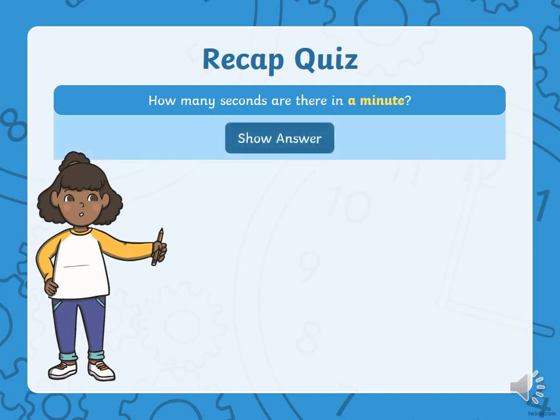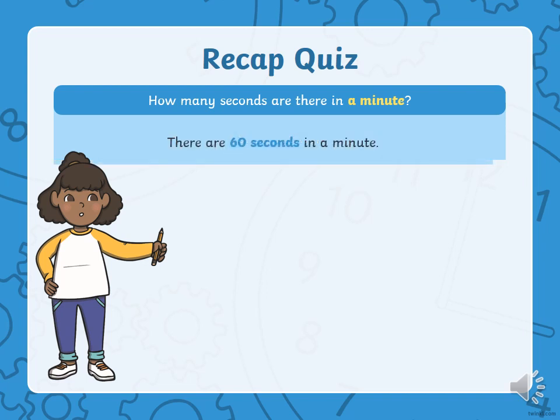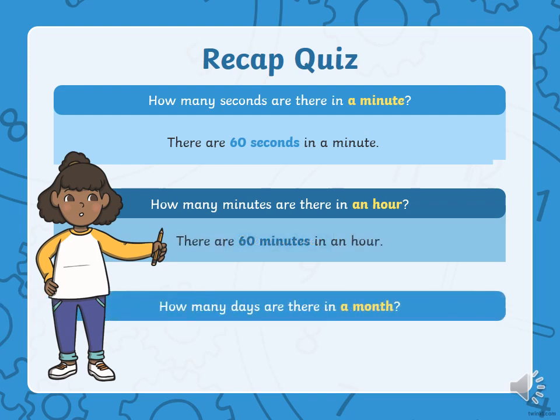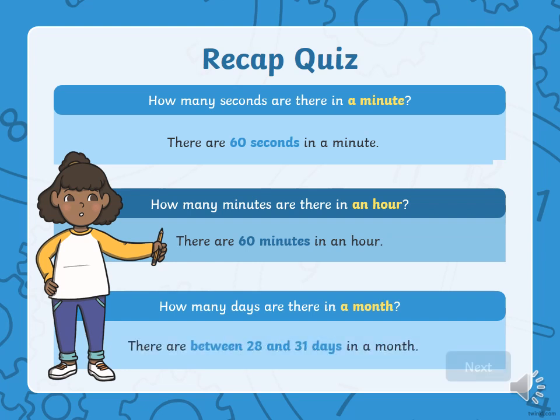Pause the video or just shout out if you want. Well done, there are 60 seconds in a minute. How many minutes are there in an hour? Well done, there are 60 minutes in an hour. And how many days are there in a month? There are between 28 and 31 days in a month, depending on which month you're looking at.